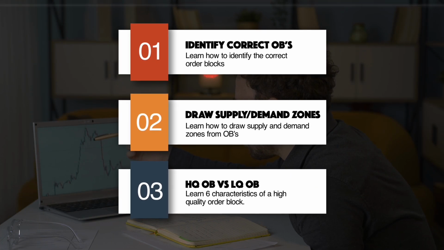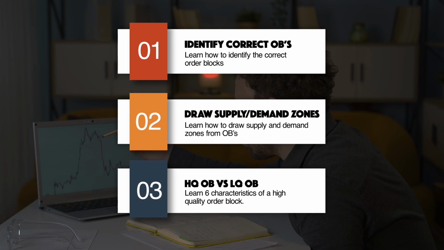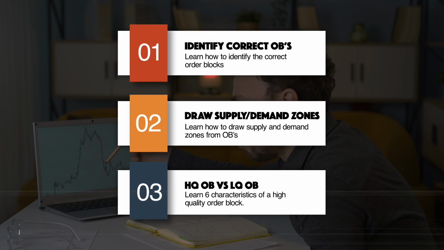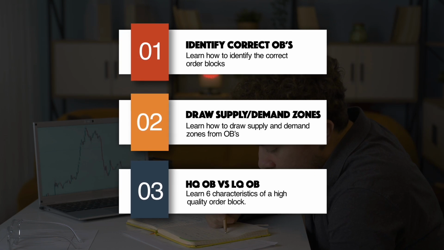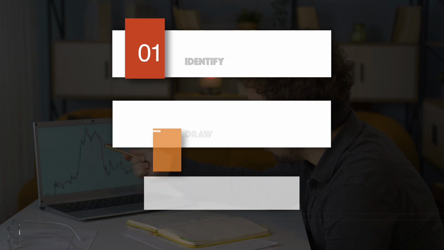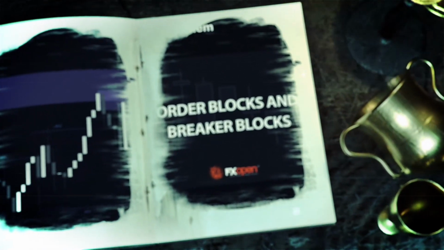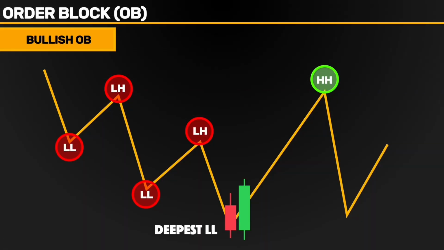Well, in this video, I'm going to show you how to identify the correct order blocks, how to draw supply and demand zones from these order blocks, and I'll also go over what differentiates a high-quality order block from a low-quality order block. So to begin, we first have to go over what an order block actually is. Let's start with the bullish order block.